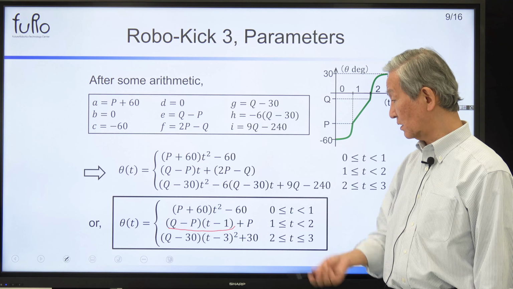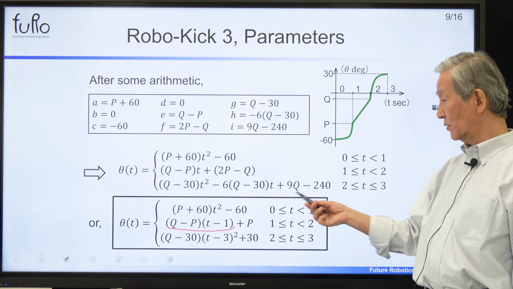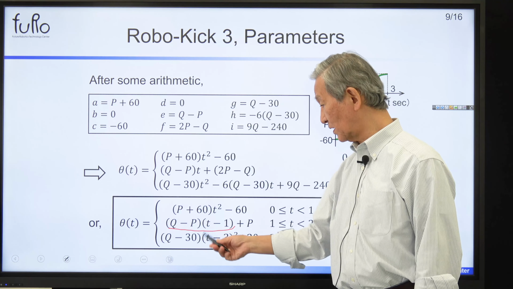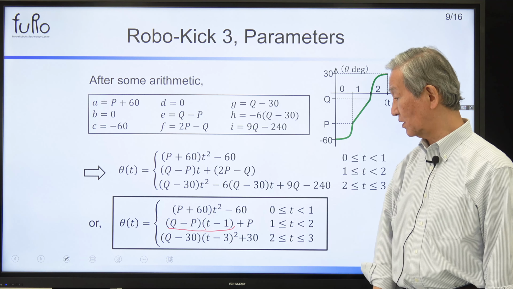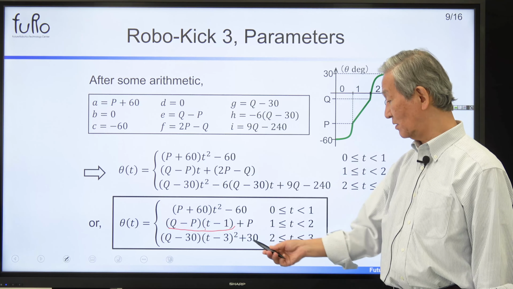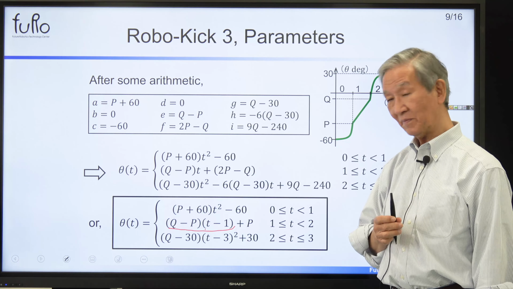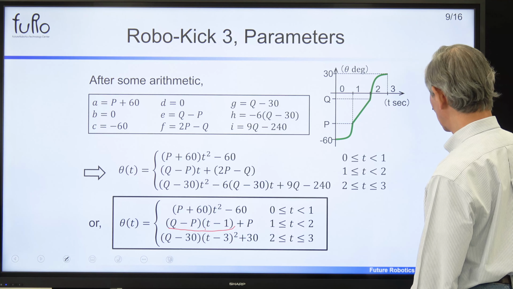Okay, so it is easier to understand, especially the third one here. Q minus 30 is common to everywhere, so I took that one out. Then you have t minus 3 squared, and the rest is 30 degrees. Wow. T is equal to 3, this one drops, so you have 30 degrees, right? Okay, so let's plot this one here.